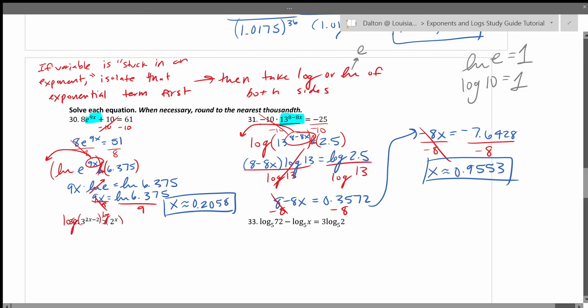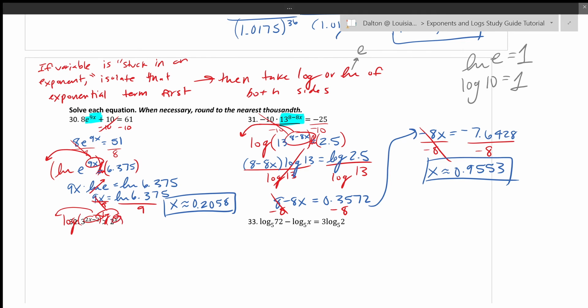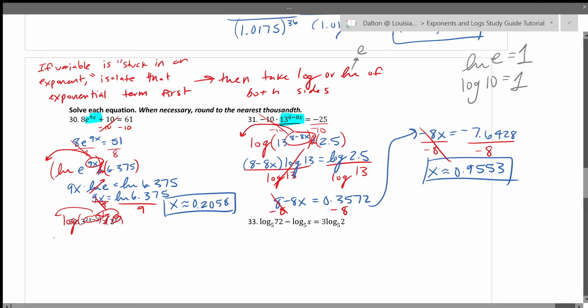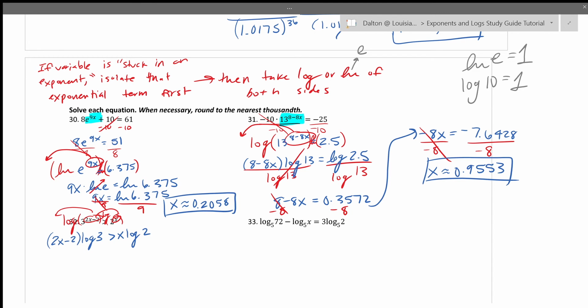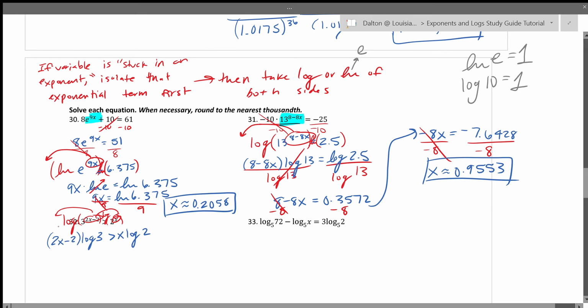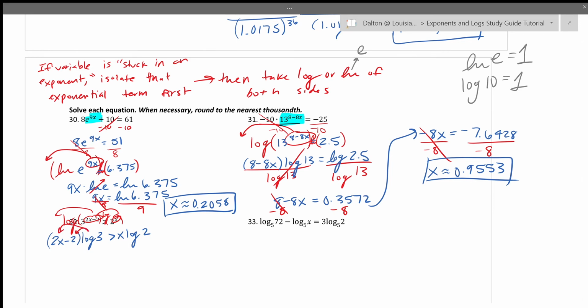And when I do so, these exponents will come out in front, giving me 2x minus 2, again, it needs to stay attached, so keep that in parentheses, times the log of 3 is greater than x times the log of 2. Now, the difference between this one and the ones we've done so far is that there are x's on both sides of the inequality. So this is a point where it would make sense to go ahead and distribute this log of 3 into both of those terms.